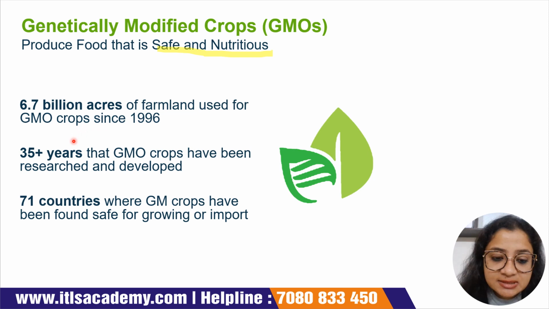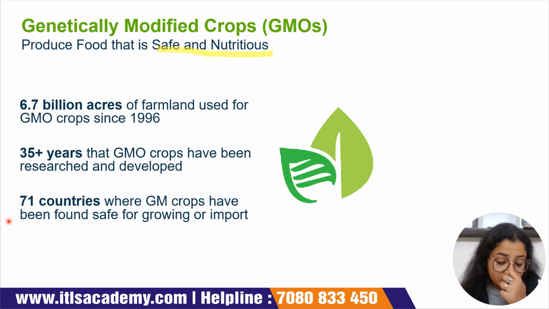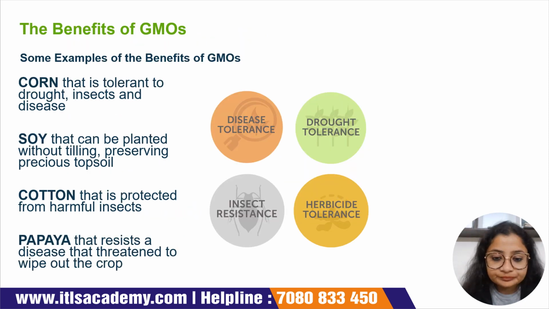So these are some facts. 6.7 billion acres of farmland have been used for GMO crops since the year 1996, which is more than 30 years back. More than 35 years have been spent researching and developing GMO crops. 71 countries have found GM crops safe for growing or import, which includes India.